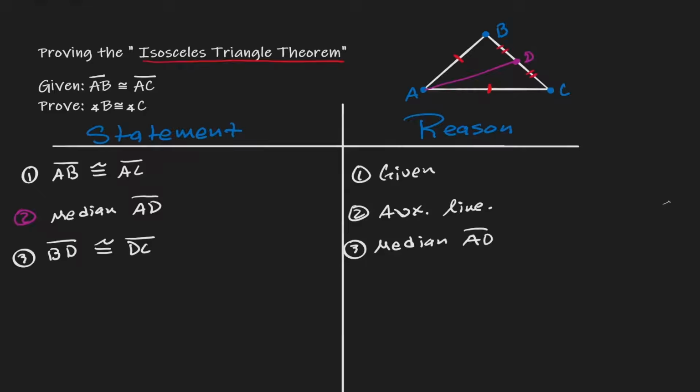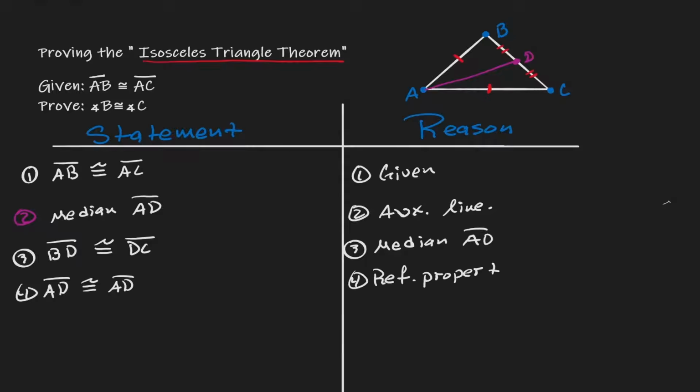Notice that here we have two triangles. Here we have this triangle on the left, and here we also have this triangle on the right. And those two triangles, they share a common line, and that is AD. So we can say that AD is congruent to itself. That's a reflexive property.